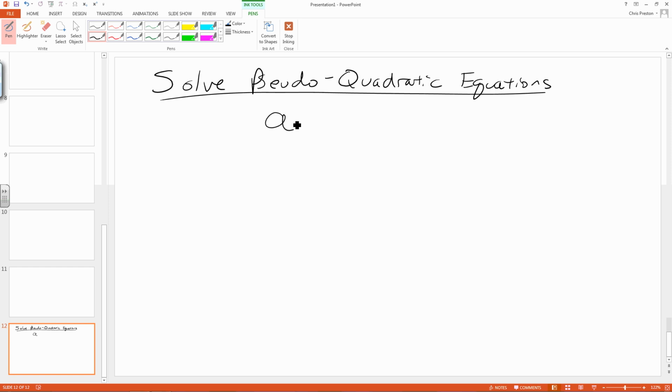So the pattern would be some coefficient, and then your variable to some exponent, 2n power, plus a coefficient, your variable to an exponent. So this first exponent is twice as big as this middle exponent, plus a constant. So it looks like that.